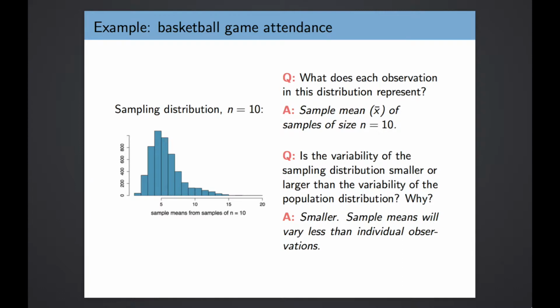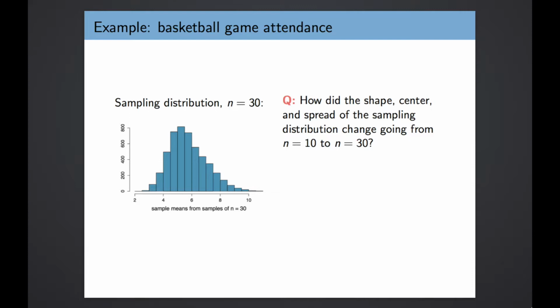Each observation in the distribution is a sample mean of a sample of size 10, and sample means are going to vary less than individual observations when they're plotted out, so the variability of this sampling distribution is smaller than the variability of the population distribution. Taking a mean of a sample collapses variability down toward one central value, and then when we plot those distributions out, the variability of those means is going to be smaller.